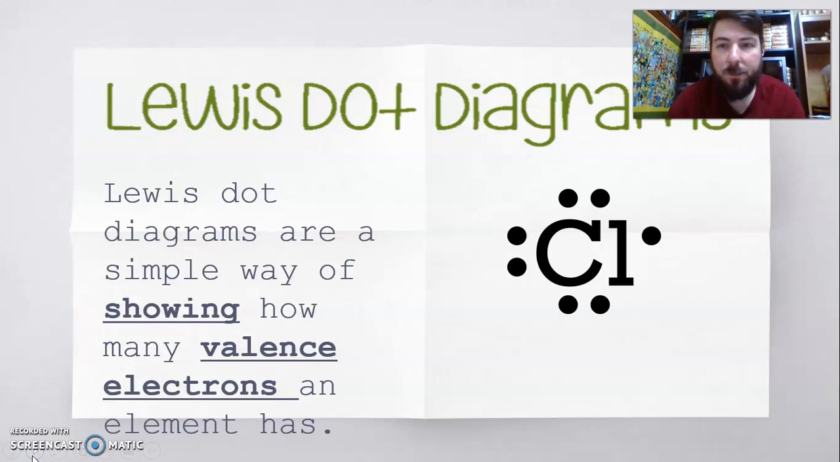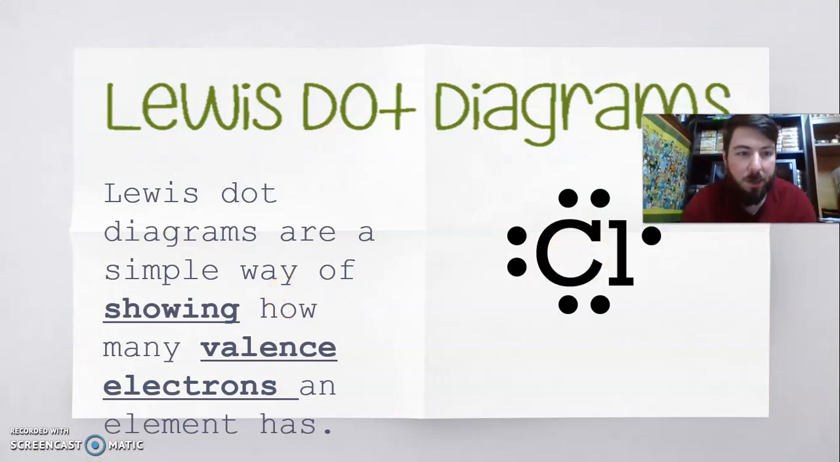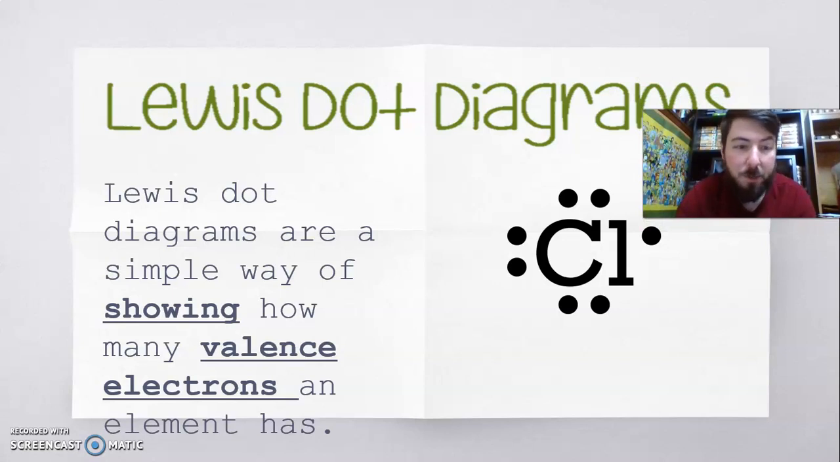All right. So, Lewis diagrams. They're a simple way of showing how many valence electrons an element has. So we don't have to draw all of the electrons. We only have to draw the ones that are on the outside. Now, if you look at this picture here, you can see how the electrons are all grouped in twos, except for this one, because chlorine only has 7 valence electrons. But that's pretty much how we're going to be drawing them.